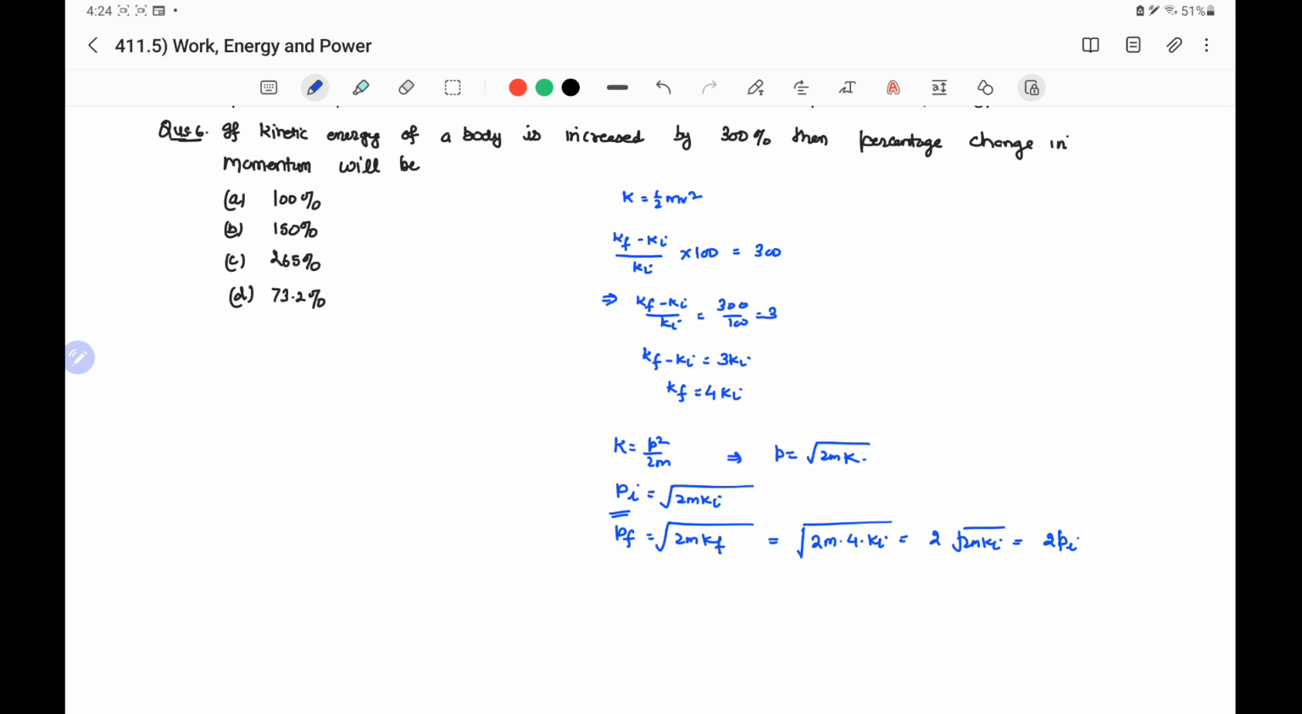So percentage change in the momentum will be pf minus pi divided by pi into 100. This will be equal to 2 pi minus pi by pi into 100, that is equal to pi by pi into 100, and it is equal to 100%. Hence option A is the correct option.